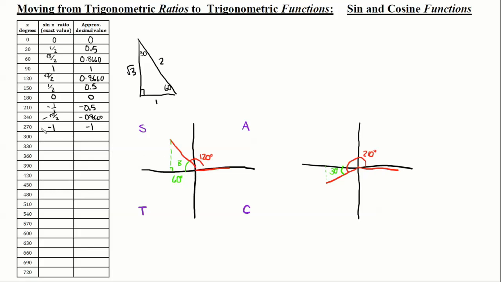300 is a related acute angle of 60 degrees. Again, it's in quadrant 4 this time, so it's still going to be negative. So it's going to be root 3 over 2. 330 degrees is a related acute angle of 30 degrees, so giving me 1 over 2, again quadrant 4, so it's negative. 360 degrees is back to 0, and that's one full cycle of our function.